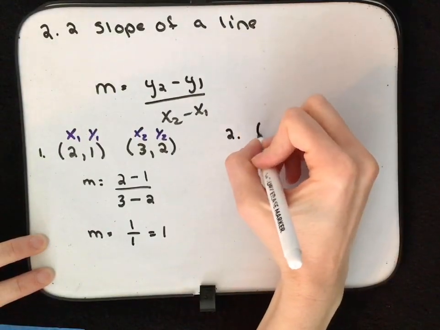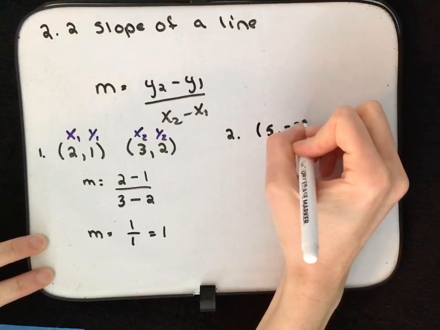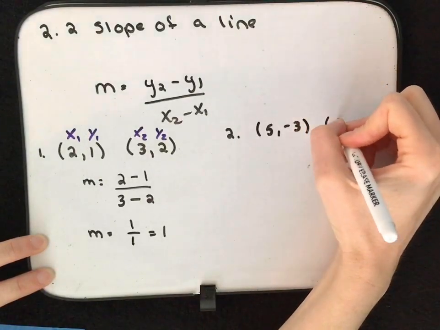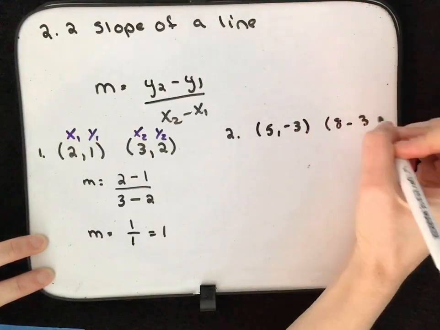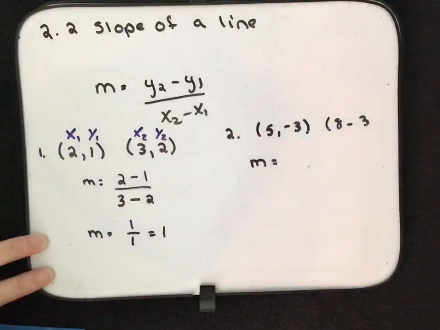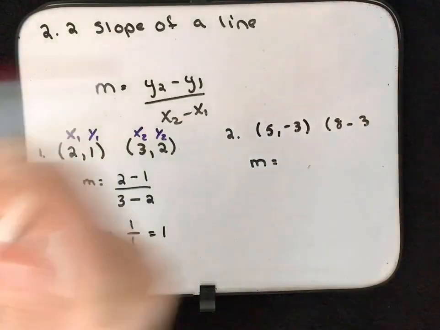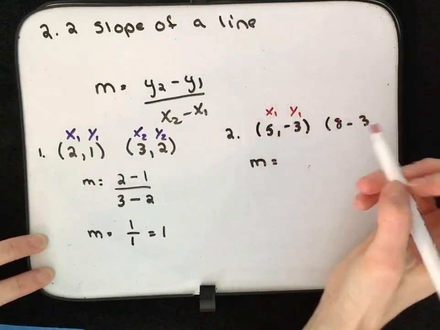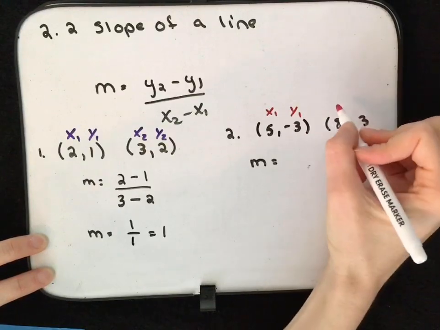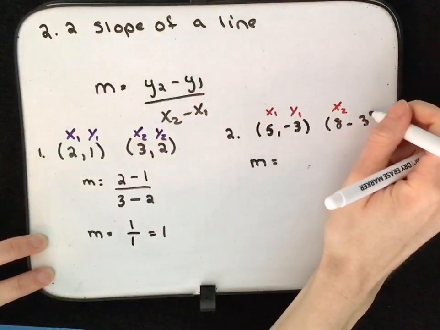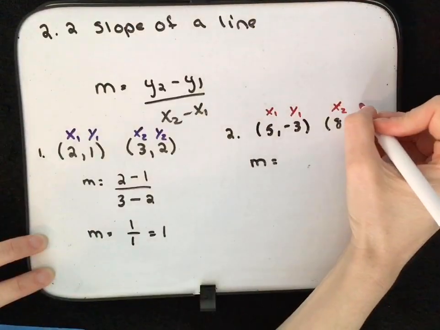We have (5, negative 3) and (8, negative 3). So let's label our points again. So this is our first point, the x-coordinate, so x1. Our first point, the y-coordinate, so y1. Second point, x-coordinate, so x2. Second point, y-coordinate, so y2.